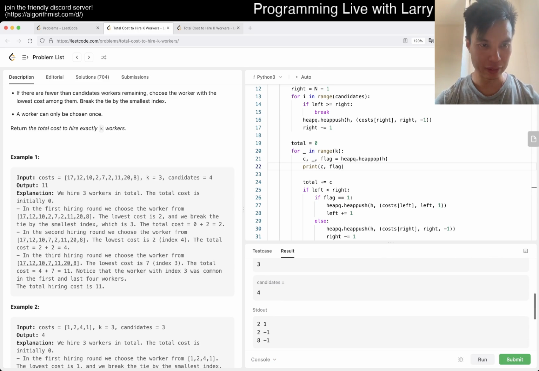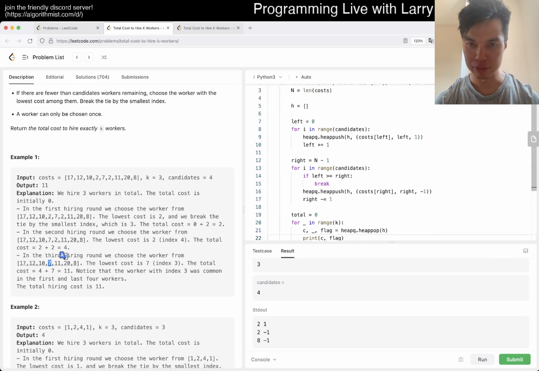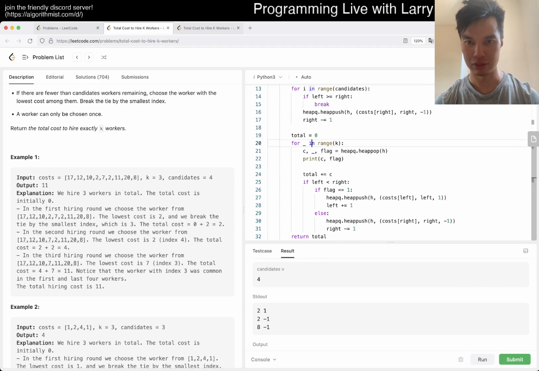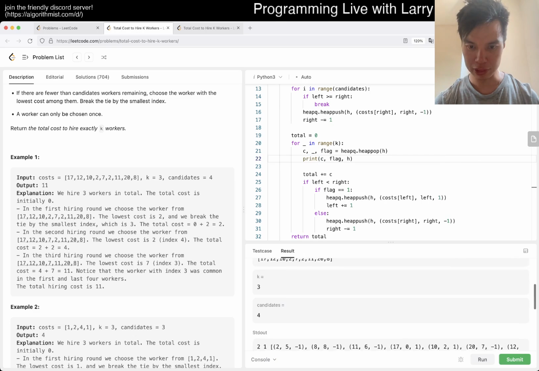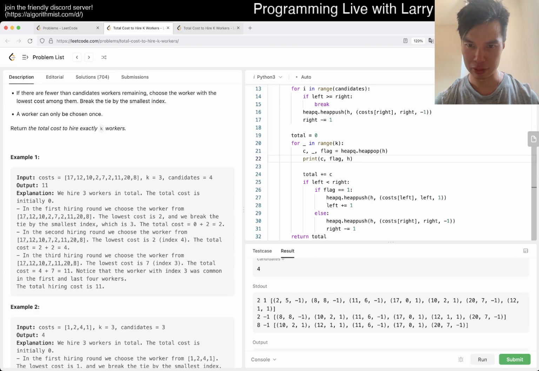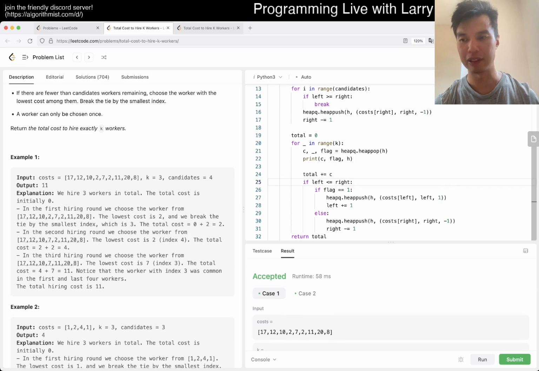So 2, 2, and 8, right? Did we not push 7? Are we off by one somewhere? So left, right should be inclusive. Initially this was 4, 2, 8, 11. Okay, that's good. We never pushed 7 for some reason. Oh, maybe this has to be that. The reason being that we have inclusive bounds, so if they're equal to each other, that means you have one number left, which is the 7.